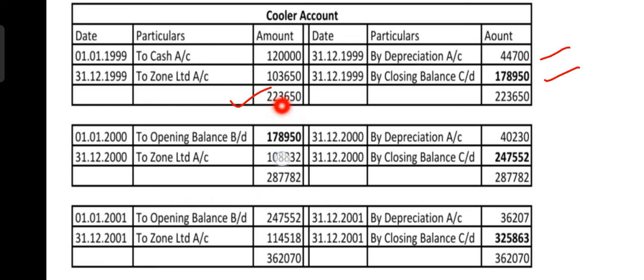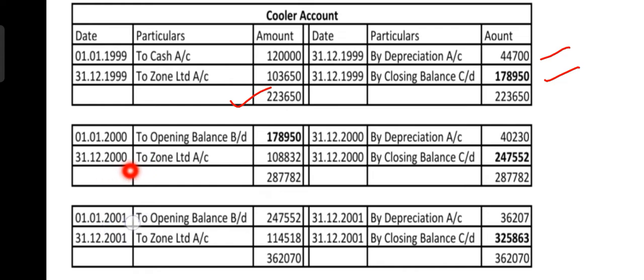Here the debit side is more, 2,23,650. The same we are going to write here, 2,23,650. From that you are going to deduct 44,700. The balancing figure you will get is 1,78,950. That is the closing balance, and that closing balance becomes the opening balance for the immediate next year, that is on 1/1/2000. Opening balance brought down 1,78,950.